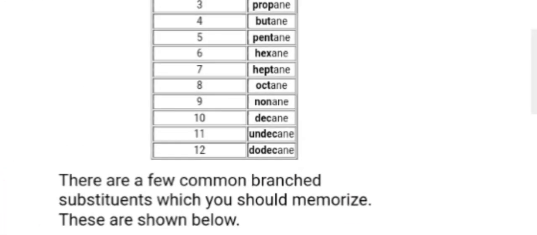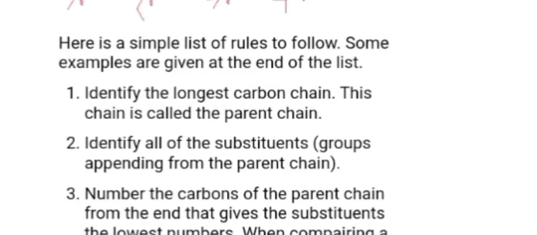It's very, very important. Now, here is a sample list of rules to follow. Some examples are given at the end of the list. So we are going to do a lot of examples. Don't worry about the examples. Let's just look at the rules. Rule 1. Identify the longest continuous carbon chain. This is called the parent chain.